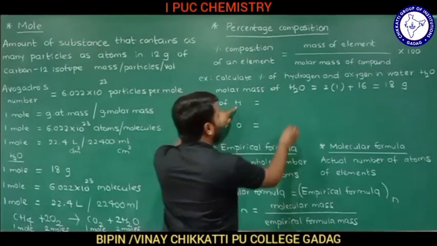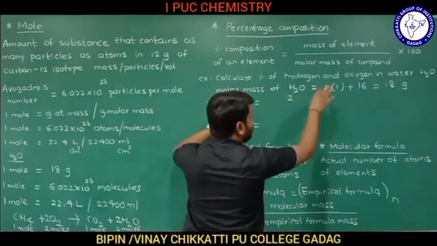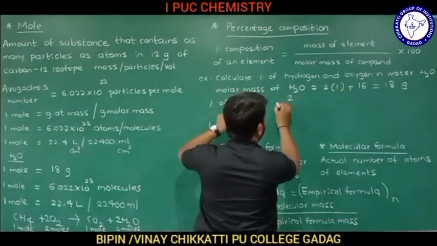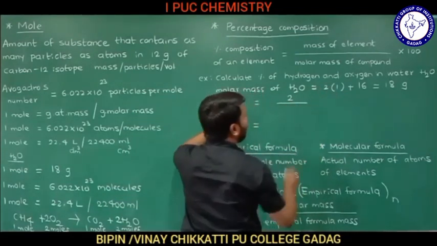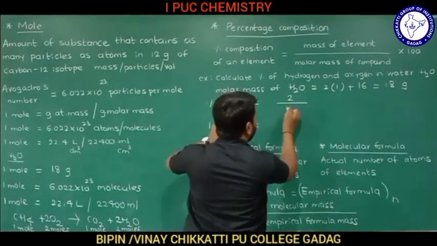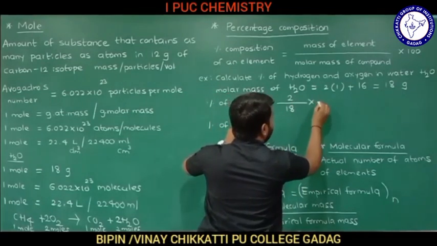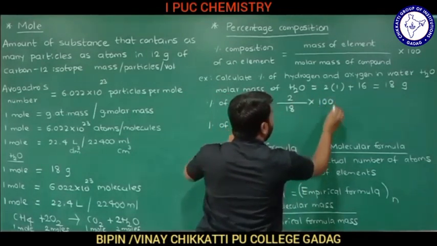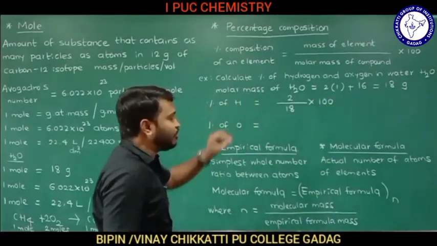So what is the mass of hydrogen? 2, H2 we have, isn't it? Divided by, next what we have? The molar mass of the compound. What is the molar mass? That will be 18, and into what we have to consider? 100 we have to consider. This is how you have to apply the formula.